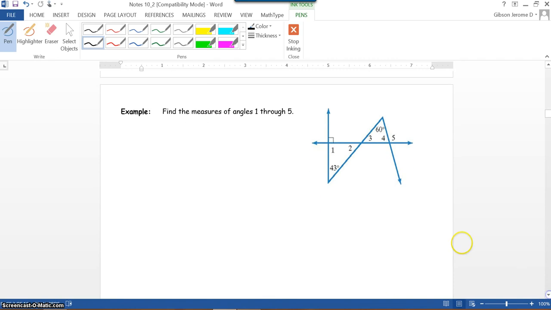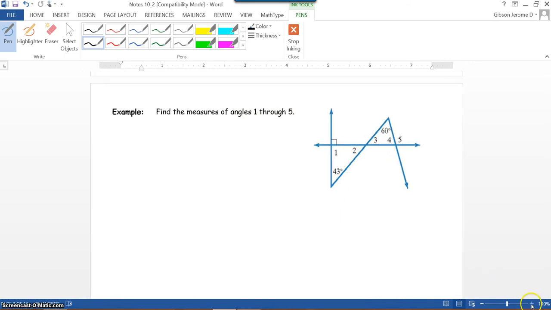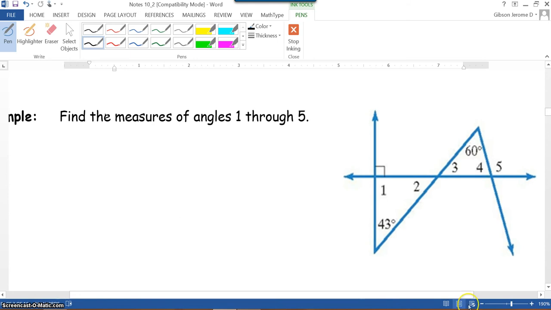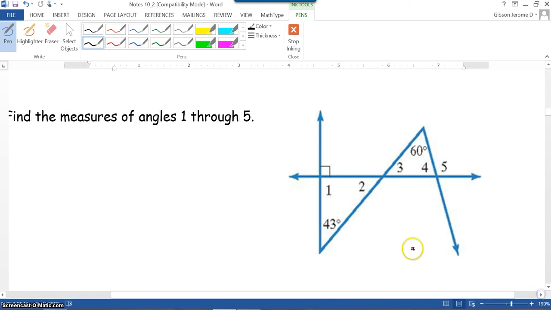Now, we go to our next example. It says find the measure of angles 1 through 5. Okay, so now this is what I'm going to try and do. I'm going to try and make this a little bigger so we can see it a little better. Okay, now right here we notice this is a 90-degree angle. We know this angle and angle 1 form a straight angle, so angle 1 must also be 90 degrees.